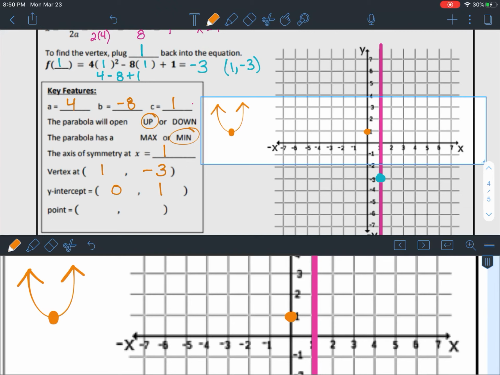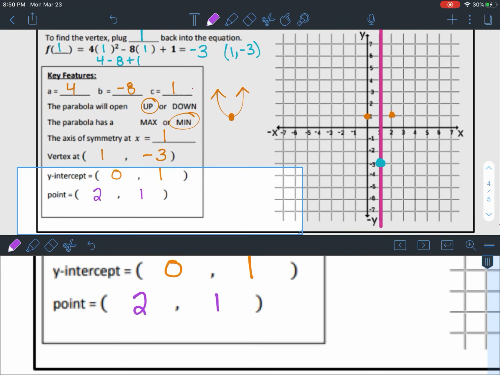And since I know where my axis of symmetry is, and I know that parabolas are symmetrical along that axis, whatever this point is that I just graphed, that y-intercept, I'm going to have a point on the opposite side at the same height. So I'm going to have one right here at 2. If you notice, my y-intercept was 1 away from that axis of symmetry. So that means I need to go 1 in the opposite direction to find my second point.